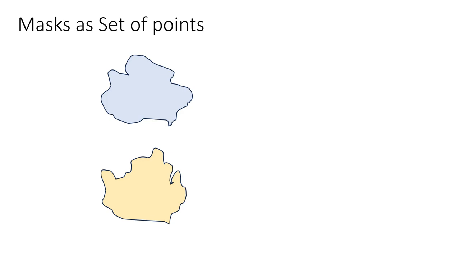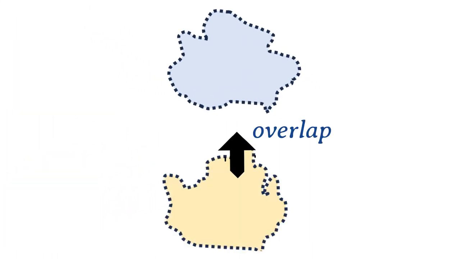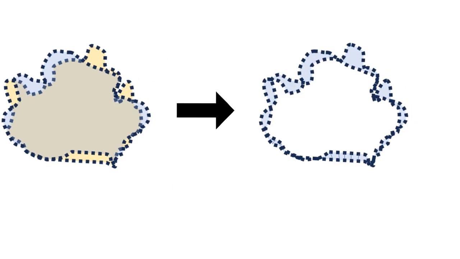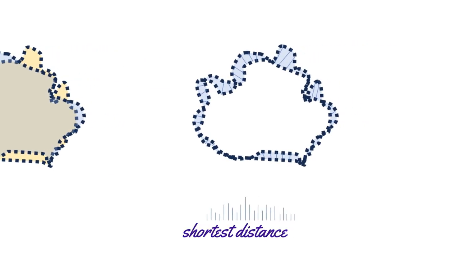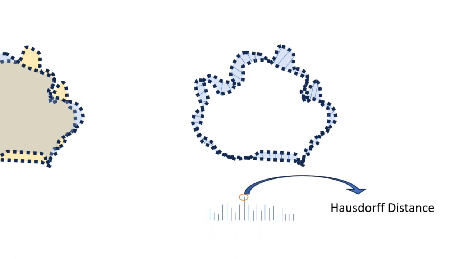A quick revision. To calculate Hausdorff distance, we take the two binary masks, find their boundary, and convert the boundaries to a set of points. Then we find all the shortest distances between these two sets, and out of all the shortest distances, we find the largest one. Let us see how we can implement this with Python.